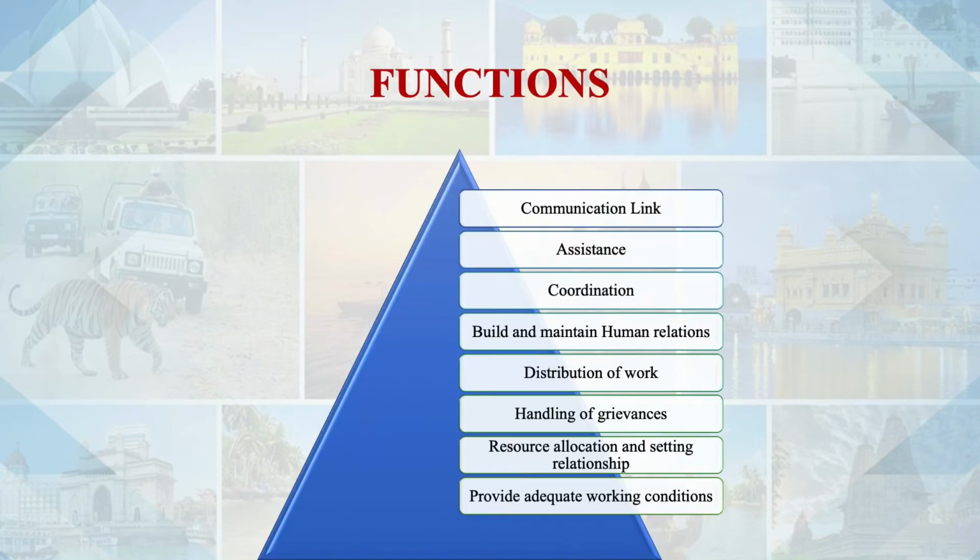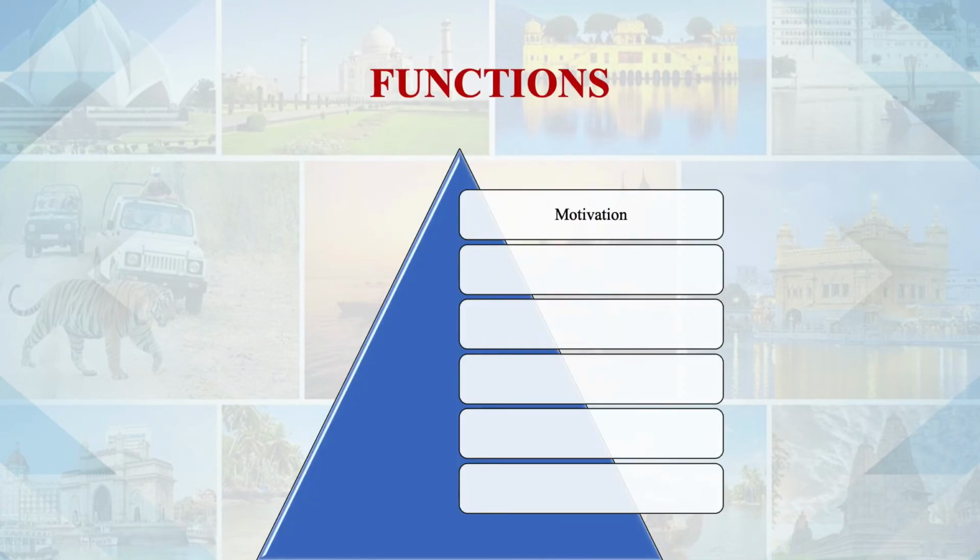The next function is providing adequate working conditions. The appropriate and adequate work conditions for the workers are needed for the optimum performance of the workers, which actually yields to the overall performance of the organization. The appropriateness and adequacy of the working condition needs to be ensured by a supervisor. In this way, he also ensures the safety and security of the workers. The next function is motivation.